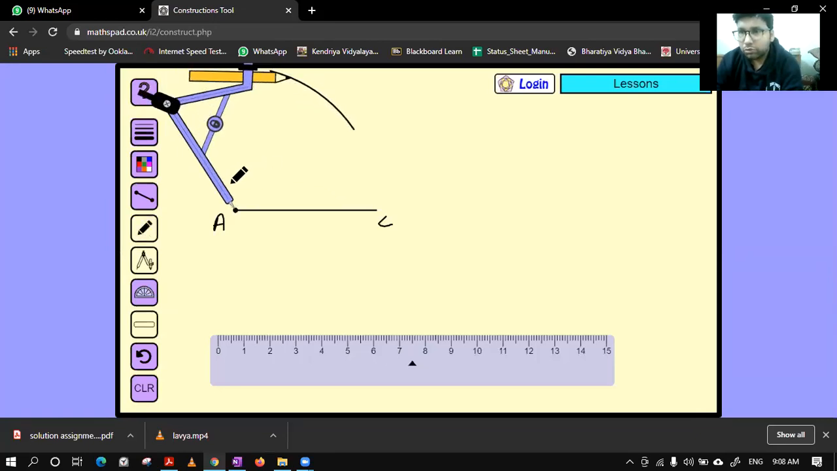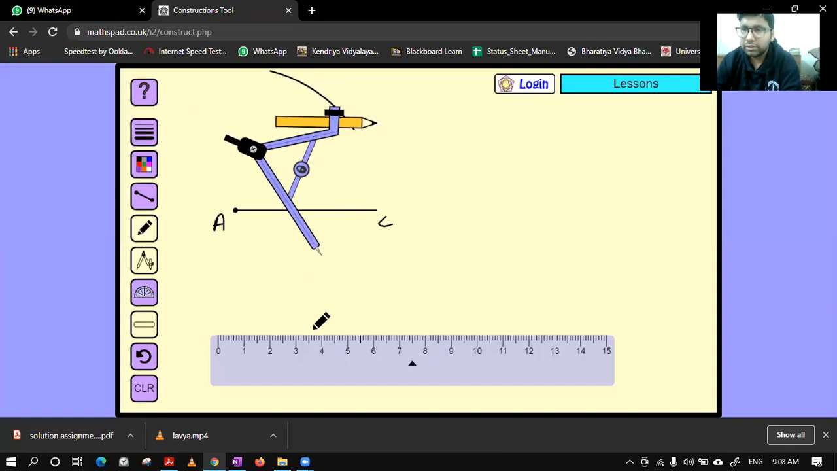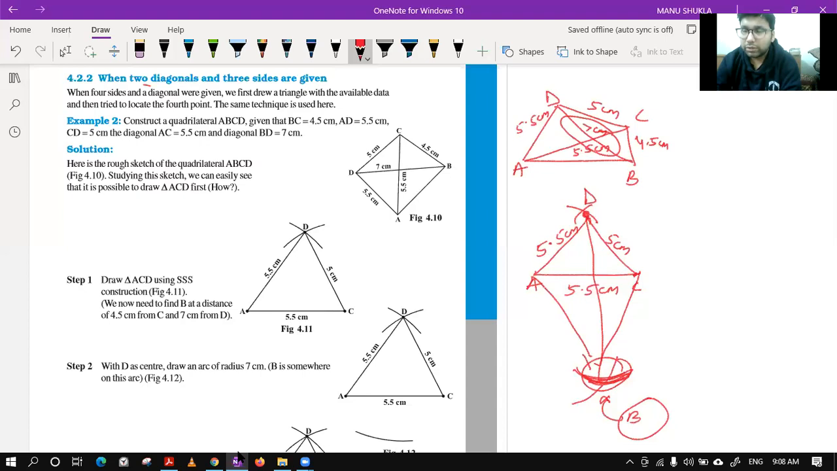Sir, what was the sum of all sides of a quadrilateral? No, Harshul, there is no such relation of sides sum. It is actually the sum of all angles. The sum of all angles, there is a relation, that is 360 degree, the sum of all angles of a quadrilateral.